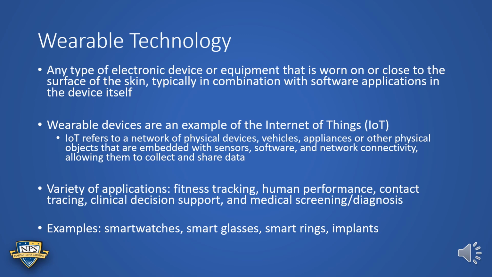So starting off, the definition of wearable technology is essentially any type of electronic device or equipment that is worn on or close to the surface of the skin, typically in combination with software applications contained within the device itself. Wearable technology or devices are an example of the Internet of Things. This refers to a network of physical devices, vehicles, and appliances that are embedded with sensors, software, as well as network connectivity that allows them to collect and share data.